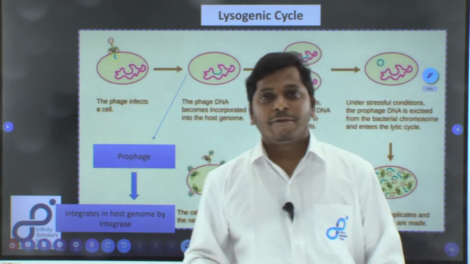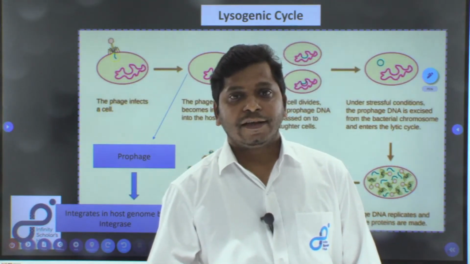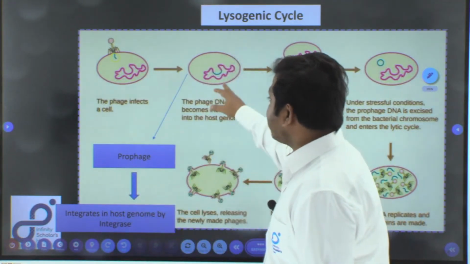In the lytic cycle, what happened? The bacteria immediately started producing its own DNA and then proteins and created more phage particles. But here it is not doing that.